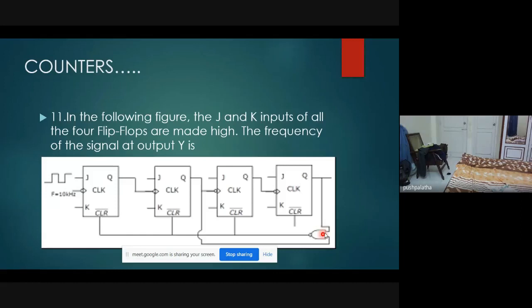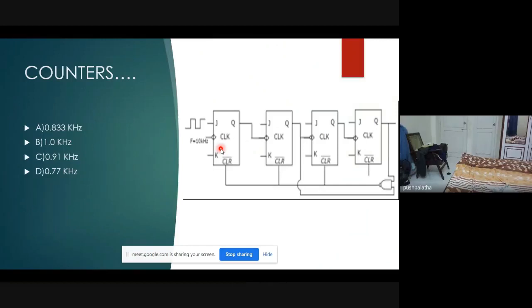When I am using a NAND gate, if any one of the inputs is 0, the output is 1. That is the condition of a NAND gate. Now we'll check. The options given are 0.833 kilohertz, 1 kilohertz, 0.91 kilohertz, 0.77 kilohertz. The clock frequency is given as 10 kilohertz, and all J and K values are high.